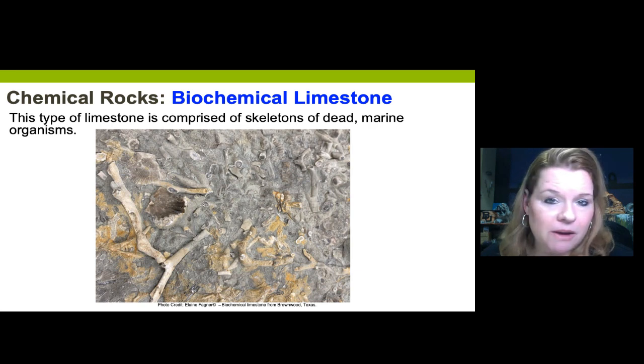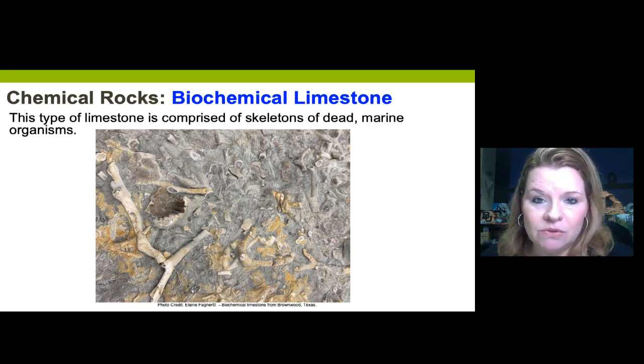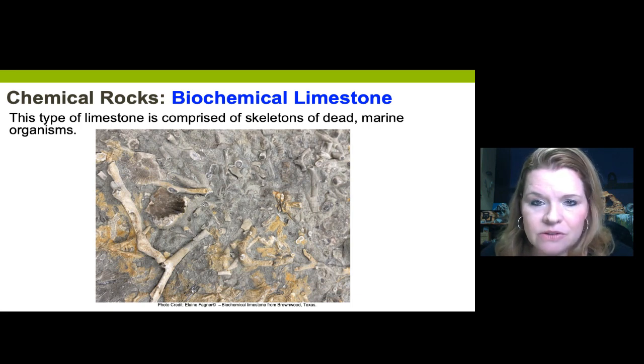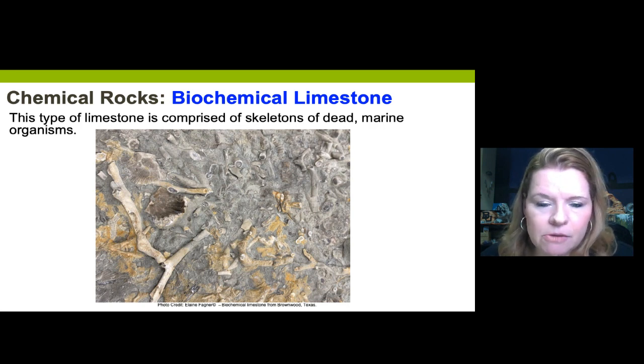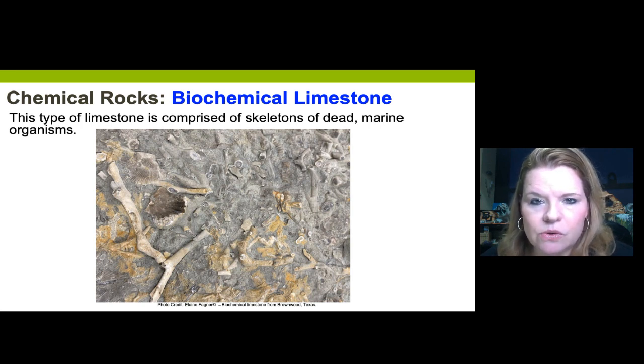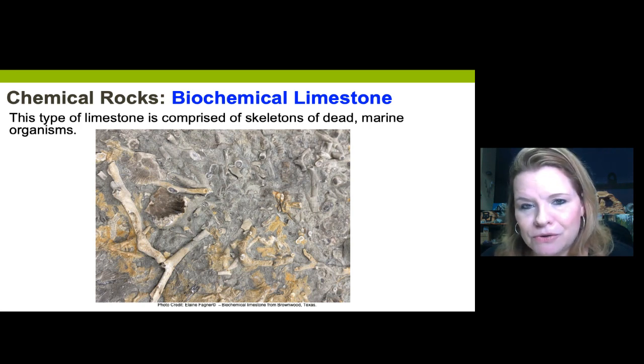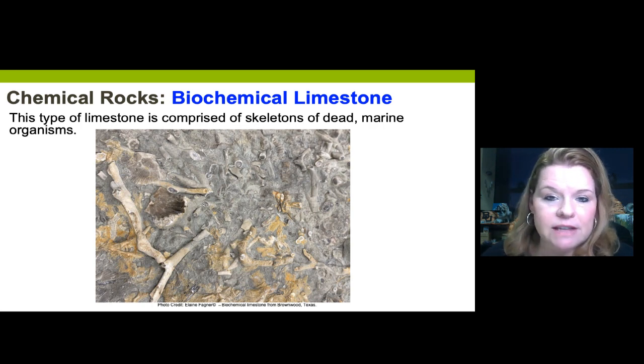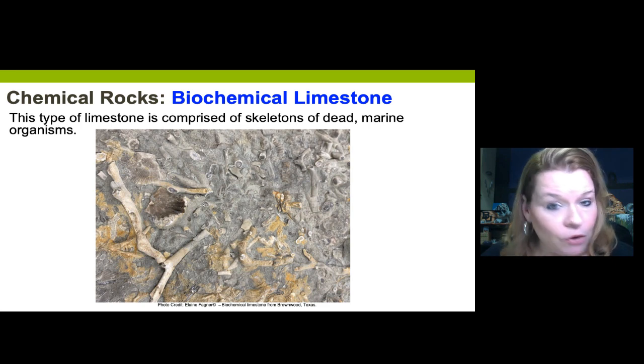Biochemical limestone is by far the most common type of limestone that you'll find, and it's made up of skeletons of dead marine organisms. So those skeletons, like this is a classic biochemical limestone, and I found it in Brownwood, Texas. So it's Paleozoic in age. That'll matter if you take historical. So they're somewhere between like 542 million years old, or really closer to about 250-ish million years old. But nevertheless, they're made up of invertebrates, of animals that lived in a marine environment.